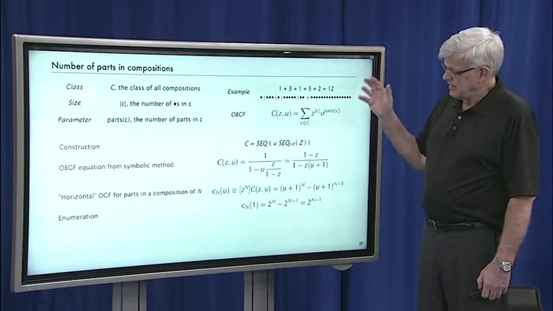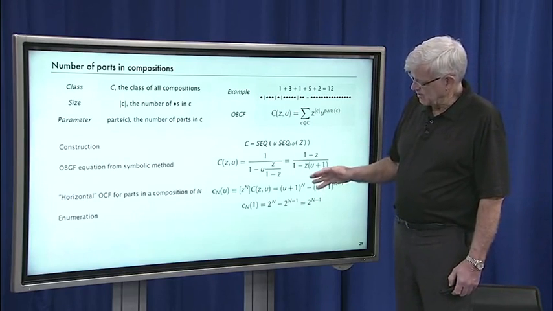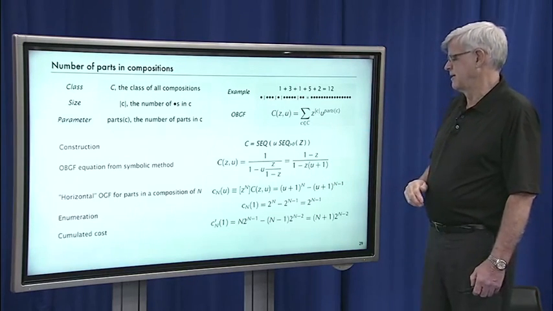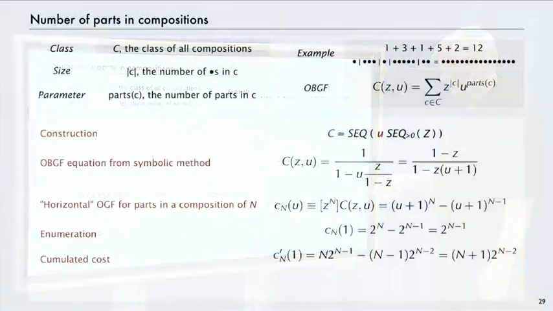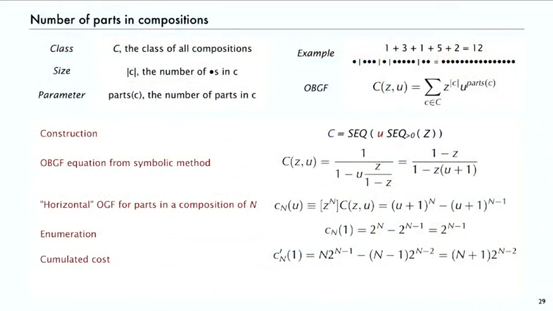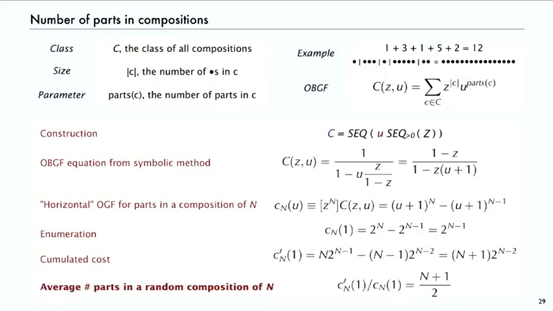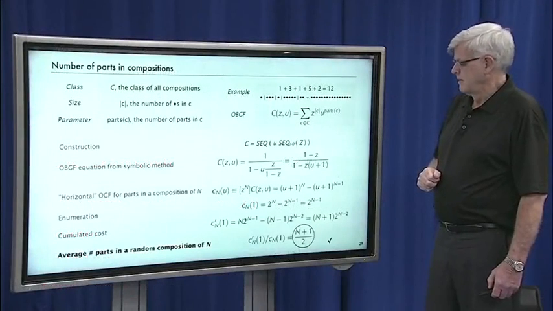So the number of compositions of n is just evaluate that at 1, which is 2 to the n minus 1. The accumulated cost is going to be differentiate and then evaluate at 1, and that's n times 2 to the n minus 1 minus n minus 1 times 2 to the n minus 2, which simplifies to n plus 1 times 2 to the n minus 2. Very simple calculation, and then divide those two, and we get the average number of parts in a random composition of n is n plus 1 over 2. And that's what we observed in the table on the previous slide.